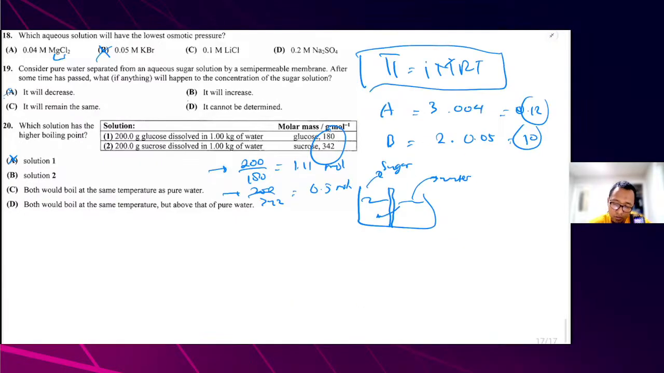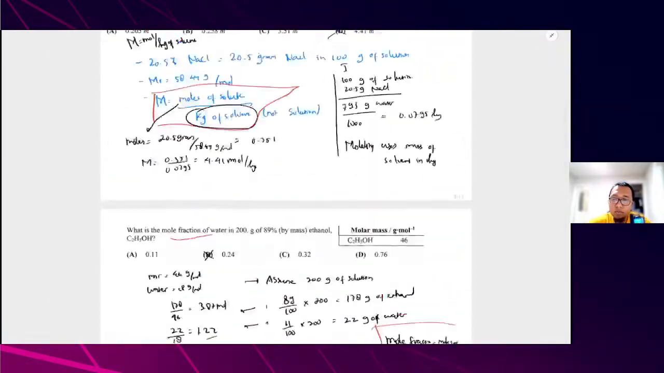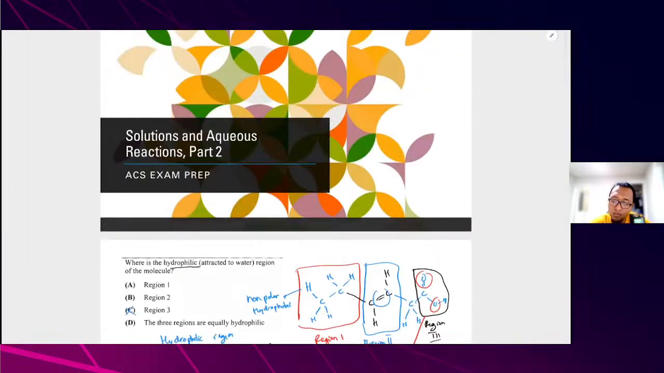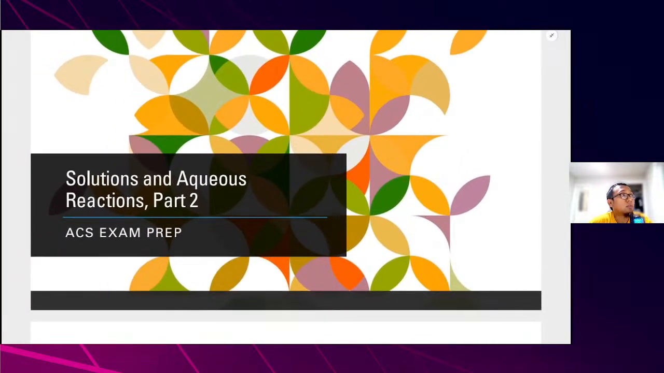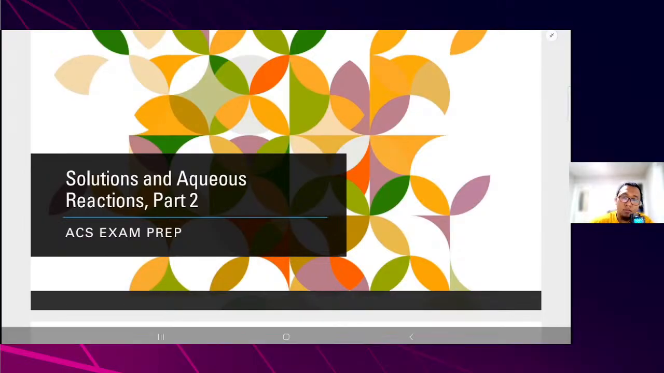Okay, that's good. We are done for today for this part 2 on solutions and aqueous reactions. For the next part, we will discuss the next chapter, which is about kinetics. Much more challenging, and we have a bunch of formulas and concepts that we need to remember. Okay, see you next time, bye bye.